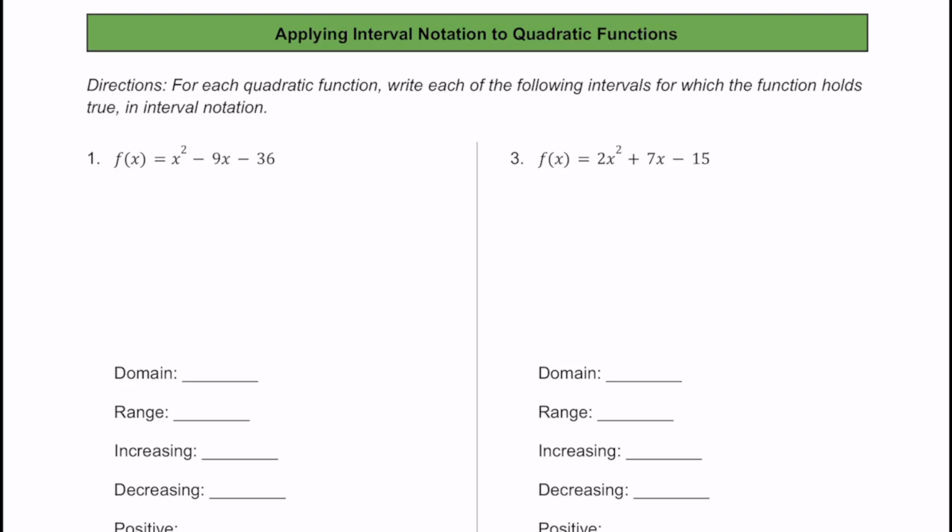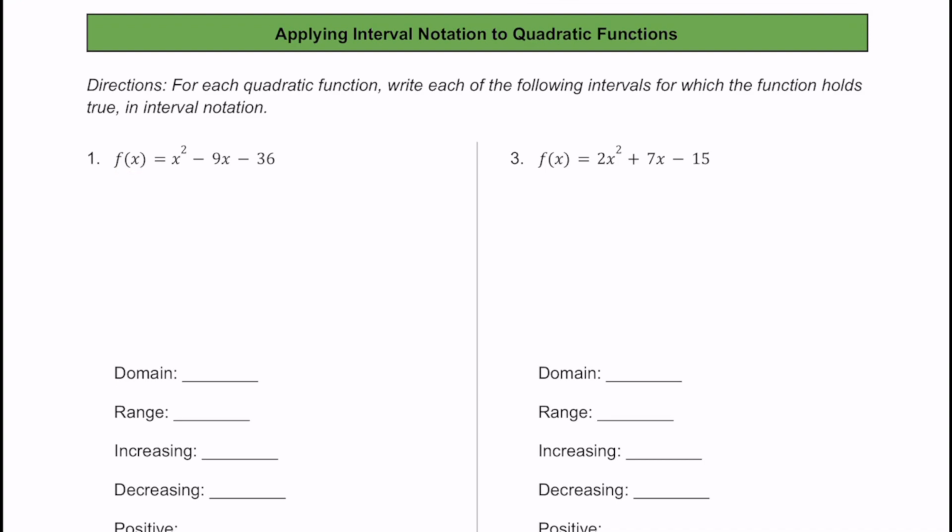In this video, let's practice writing interval notation for quadratic functions. So jumping right into it, for number one, we have this function f of x equals x squared minus 9x minus 36. Now this is a quadratic function written in standard form.